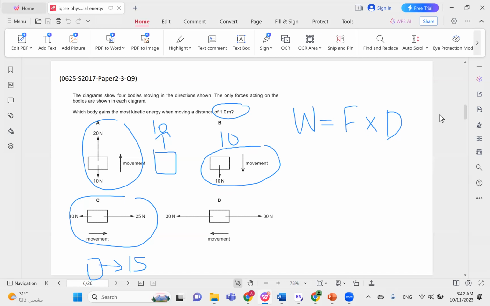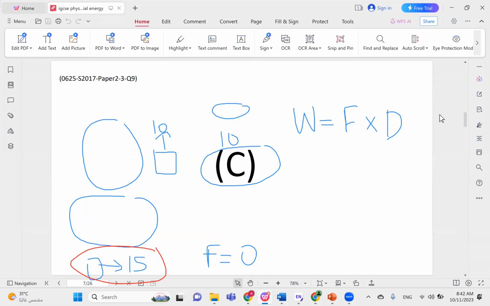And in case D, the force is 0. So since in case C, we have the greatest force exerted, therefore we conclude that the greatest work is done, and therefore it gains the most energy. So the correct choice here would be choice C.